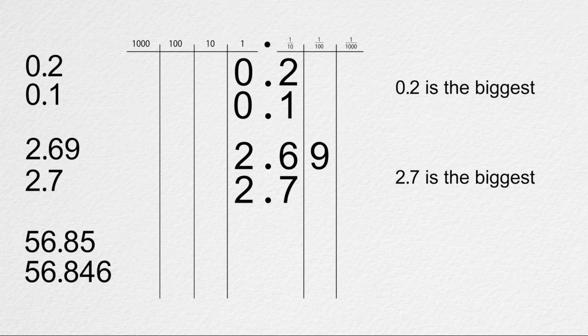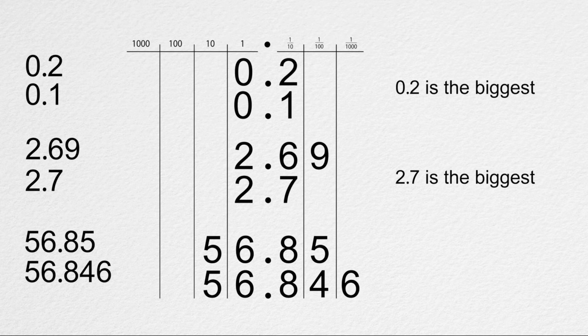Now let's look at 56.85 and 56.846. Let's line them up using the base 10 grid. I'm going to go through this example more quickly. We can see that both numbers are 56 point something, so let's immediately focus on the digits after the decimal point. Reading from left to right, we start with the tenths. Both numbers have 8 tenths.